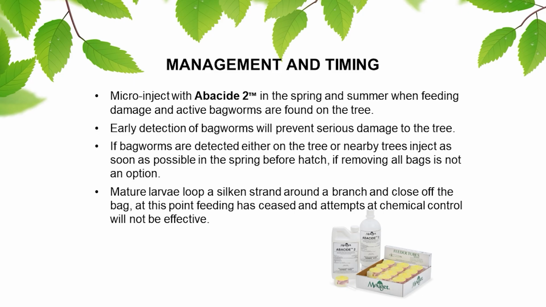Since mature larvae loop a silken strand around a branch and close off the bag, at that point feeding has ceased and attempts at chemical control will not be effective. Abicide 2 is available in 2, 3, and 4 milliliter capsules and 1 liter bottles.